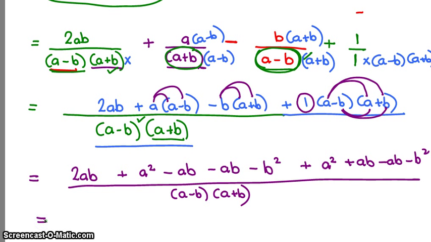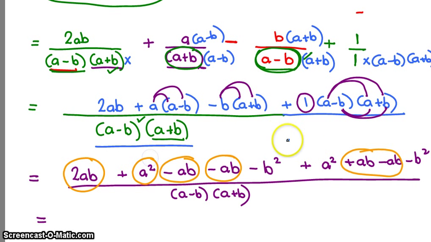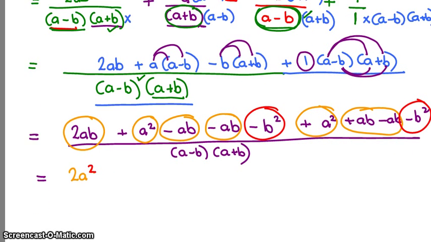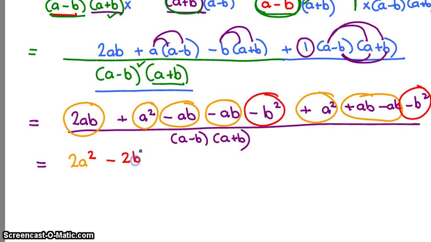So collect up like terms. I've got ab's, ab's, ab's, and some more ab's. 2ab minus ab is ab, minus another 1 is nothing. And plus ab and minus ab cancel, so all of those ab's cancel out. I've got a squared plus an a squared gives me 2a squared, and I've got minus b squared minus b squared. So that gives me minus 2b squared over a minus b, a plus b.